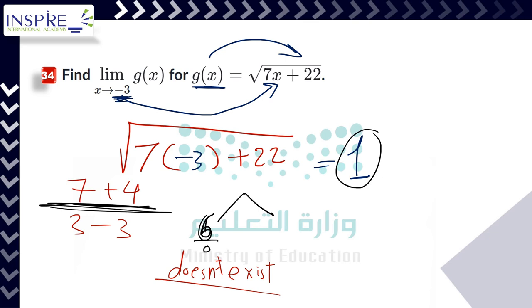So it doesn't exist. And if you write all of them in your calculator, you'll find a math error. So you should write the top part only, and then the lower part, which is the denominator. If you want it to be a number, it means it's something over 0, so the limit doesn't exist.